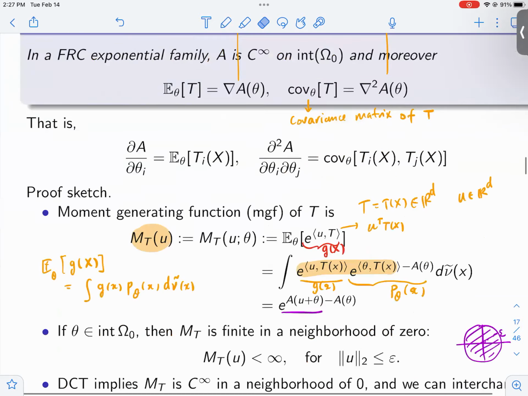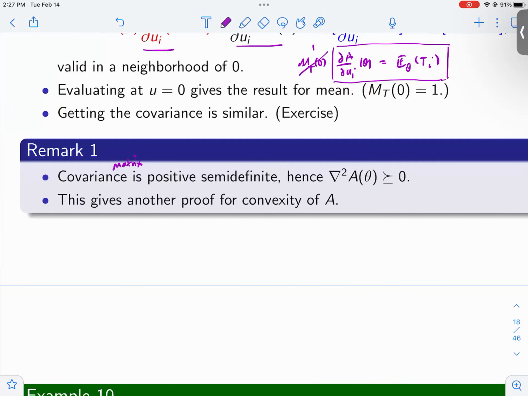The thing to note, as a hint, is that the variance of a transpose T for a fixed a is going to be a transpose covariance of T a. That also shows why the covariance of T is positive semi-definite, because this is always non-negative. That's the definition of positive semi-definite. So this holds for all a. And so if this is singular, it means that there is a non-zero vector a such that the variance of a transpose T vanishes.